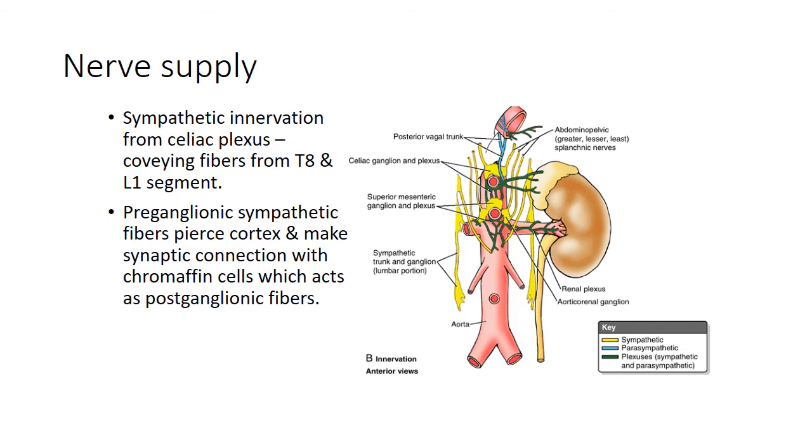About the nerve supply, these adrenals or suprarenal glands have one of the richest autonomic innervations. The sympathetic innervation comes from the celiac plexus, conveying fibers from the 8th thoracic to the first lumbar segment. These preganglionic sympathetic fibers pierce the cortex and make synaptic connections with the chromaffin cells, which act as postganglionic fibers.